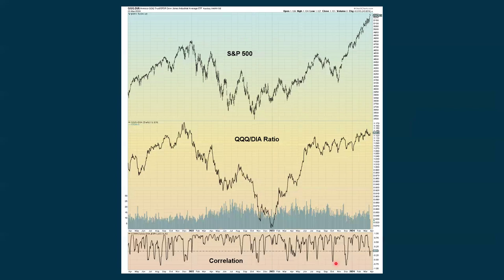And then we look at the S&P on top, and then we have a ratio between the QQQs or NASDAQ 100 and the Dow down here. And we look down below to see what is the correlation between this ratio and the S&P. And it's pretty neutral right now. When we get a high reading, that means they're going in the same direction at the same time. When we're down here, that means it's neutral. If we go all the way in the opposite direction, that means they're going in opposite directions of each other.